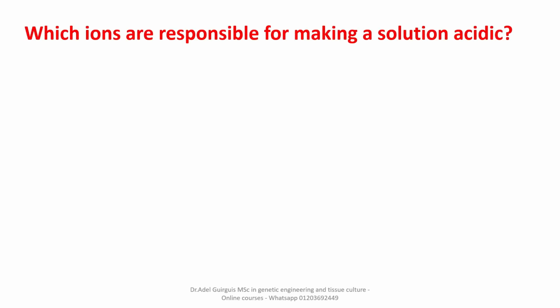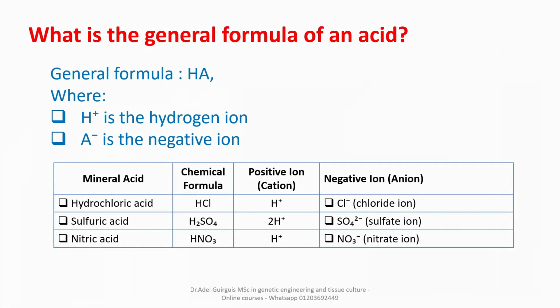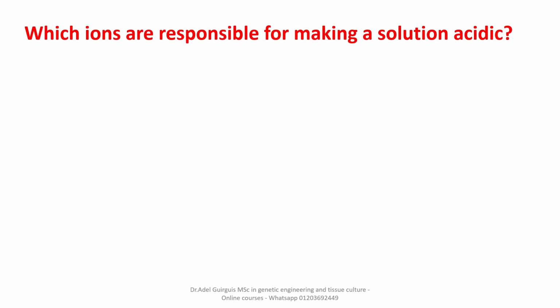Now, which ions are responsible for making a solution acidic? Sure, hydrogen ions. Hydrogen ions are responsible for the acidity of a solution.